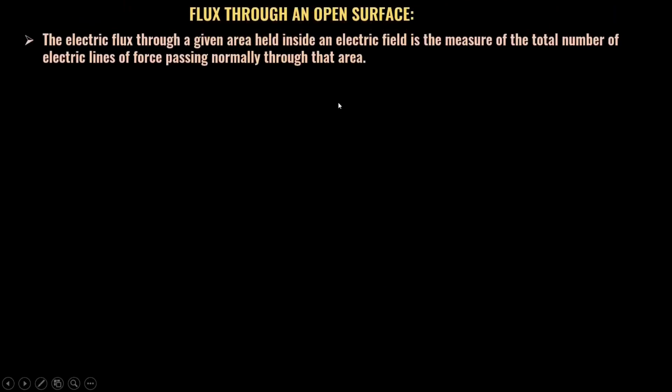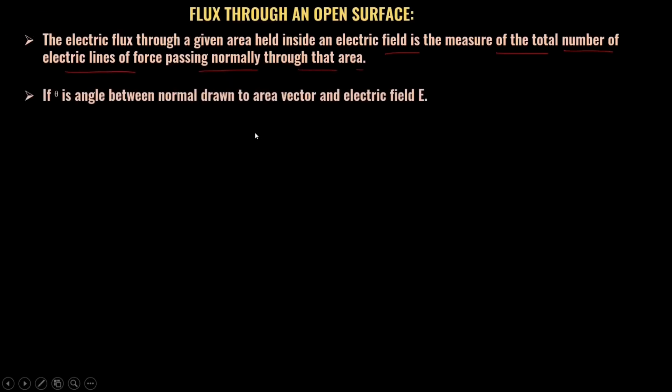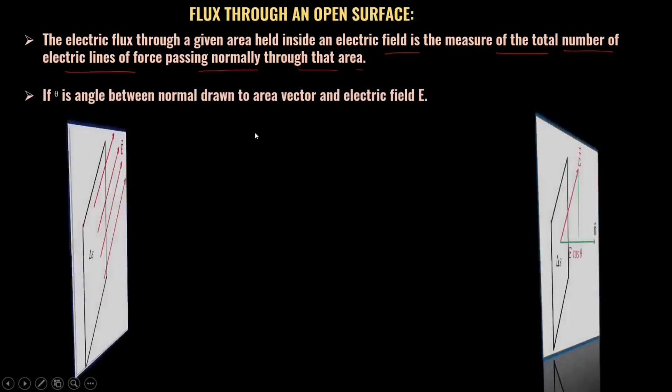Now let us see flux through an open surface. The electric flux through a given area held inside an electric field is the measure of the total number of electric lines of force passing normally through that area. So I have told you how we can define the electric flux. It is the amount of the electric lines of force passing normally through a given area that constitutes the flux. Let us see this for an open surface with the help of a diagram.